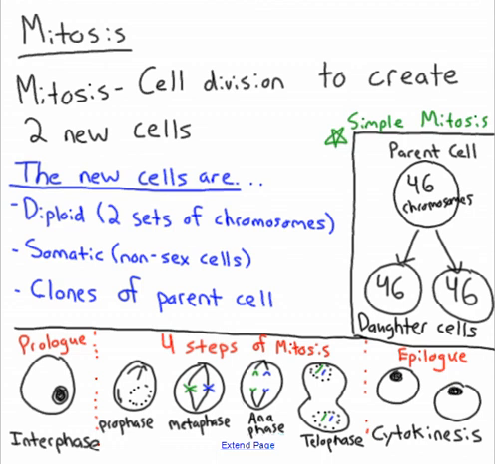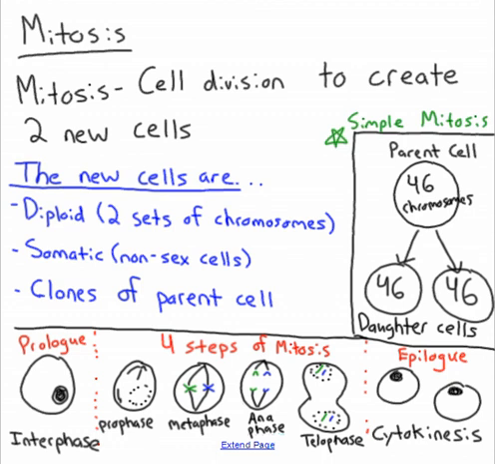You have the parent cell in the beginning with 46 chromosomes. The DNA is going to double, and then the cell is going to divide, and the daughter cells are going to have 46 chromosomes like the parent cell. So you start with one parent cell, and then you get two daughter cells at the end. Just to be clear, when I'm talking about the chromosomes here, I'm talking about chromosomes in humans. Humans have 46 chromosomes, 23 pairs.